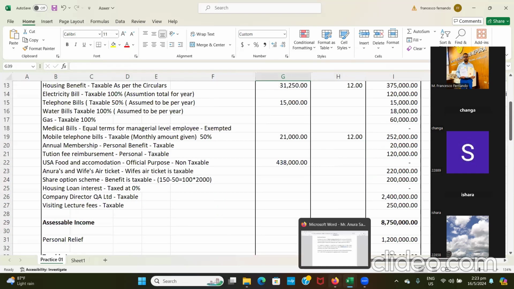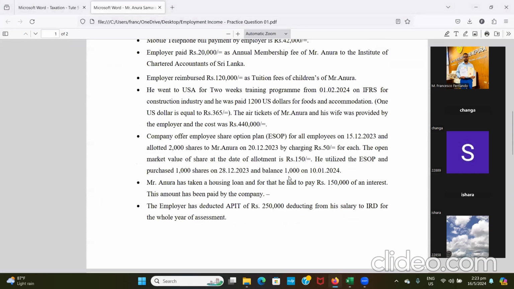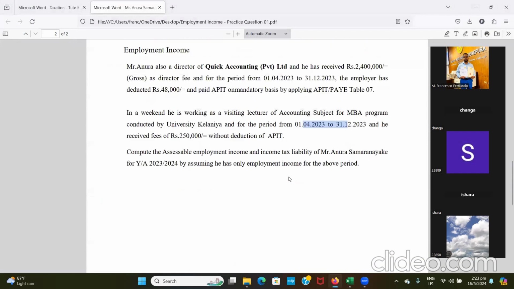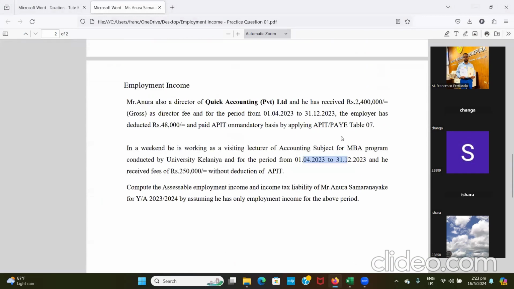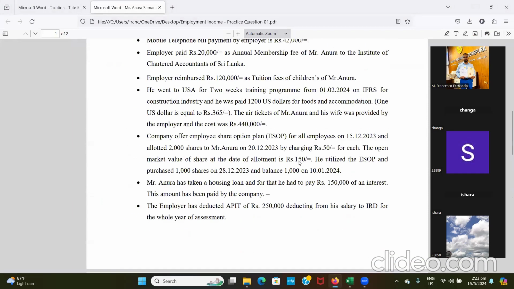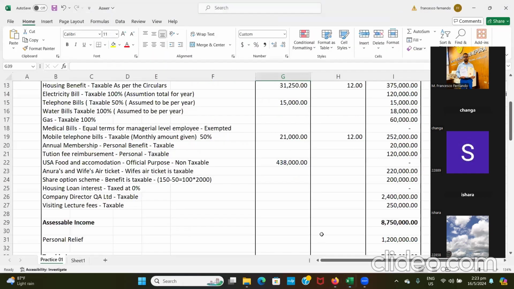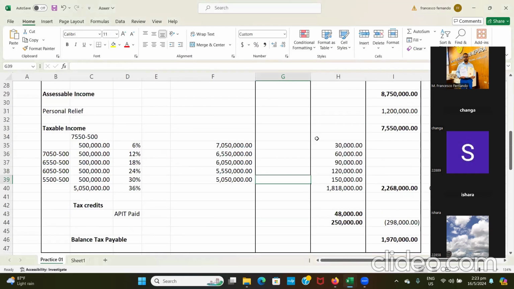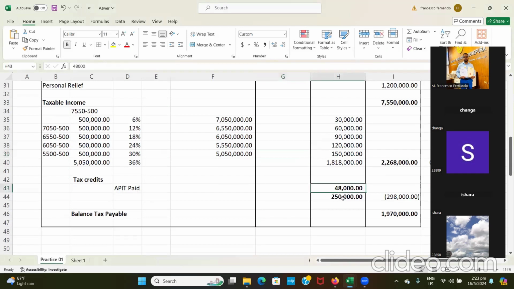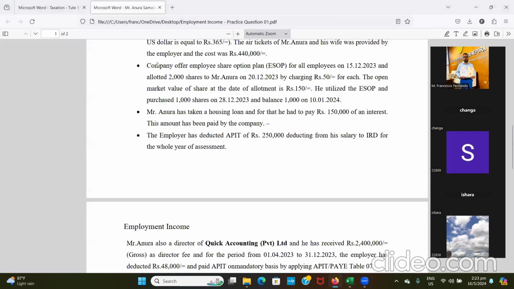Then after that, we must check whether there is any tax credit. What is meant by tax credit? That means already paid tax. Here they are mentioning that the employee has deducted 48,000 as rent and here 250,000 as APIT. APIT means advance personal income tax. Both of these come under the tax credit. So you deduct this and you will end up with the balance tax payable. So that is the computation of employment income.